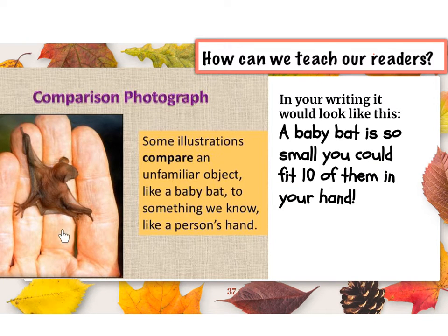Here's an example. This is an actual baby bat. Isn't he cute? And you can tell from this picture how very tiny he is, right? Because the hand is huge compared to the bat. So we sometimes use an illustration or a picture to show that also in our story. And you can draw pictures all you want. But it might look like this when you do your writing. A baby bat is so small, you could fit 10 of them in your hand. That kind of makes your reader excited. It makes your reader go, wow, and gets them interested in finishing your story.